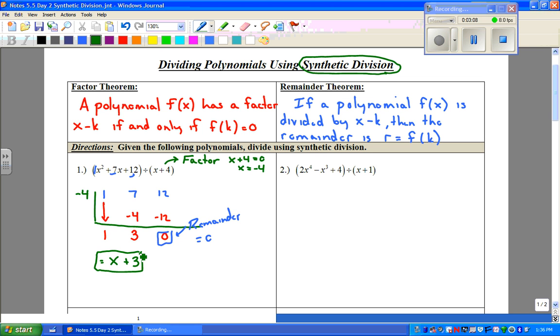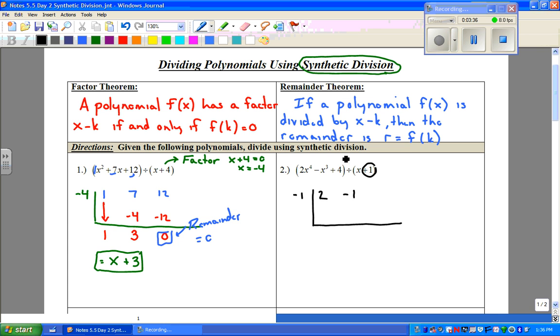For this next one, we're going to do the same thing, using synthetic division to divide these two. Your x value in this one is a positive 1 in the factor, so you take it out as a negative 1. Now your largest exponent, your degree here, is the 4th power, so we're talking about a quartic. We take that first coefficient and write it here, 2. Then for the x cubed, we take the coefficient in front of it, which is negative 1, and write it here.